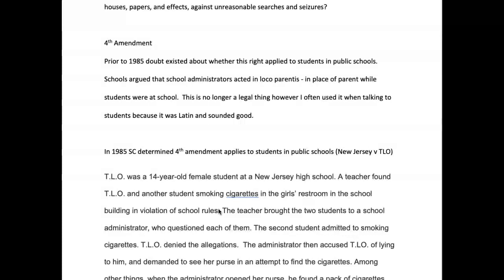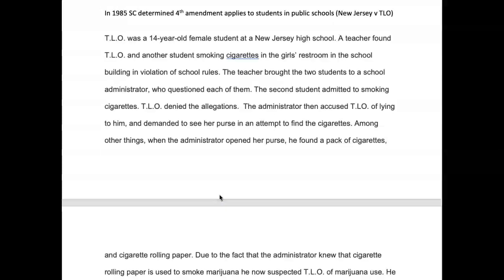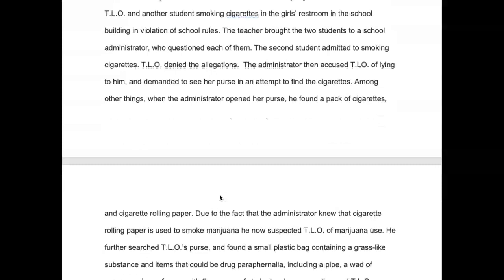But in 1985, there's a huge case, one of the most important cases you need to remember as a school administrator, and that is New Jersey v. T.L.O. T.L.O. was a 14-year-old female student. She and another girl were in the bathroom smoking in the girls' room. They got caught and were brought to an administrator who questioned them. The second girl said, oh yeah, I was smoking. And the first girl, T.L.O., said, no, I wasn't. So they accused her of lying and then demanded to see her purse to find the cigarettes.